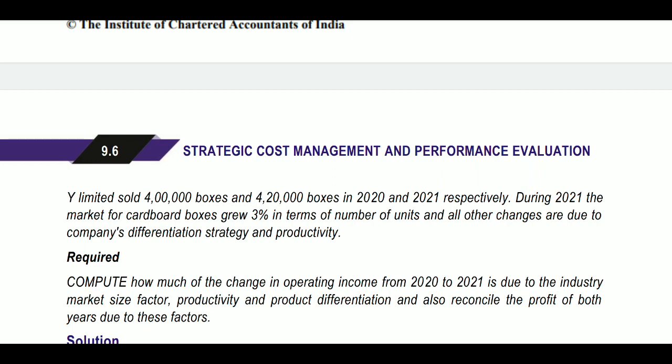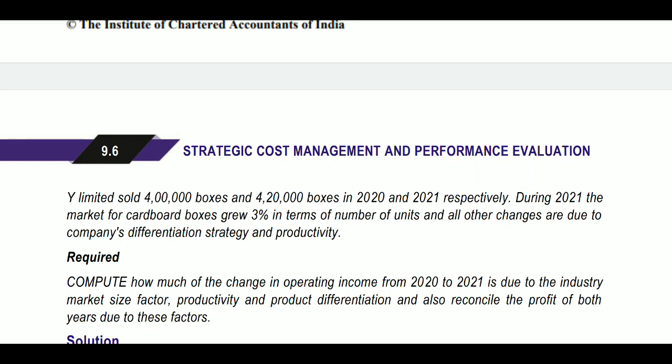Next, during 21 the market of cardboard boxes grew 3%. Last year 4 lakhs was there, so 4 lakhs into 3% is 12,000 increased. The increase in sales was 20,000, and due to market growth the increase was 12,000. So market growth was 12,000 and sales growth was 20,000.